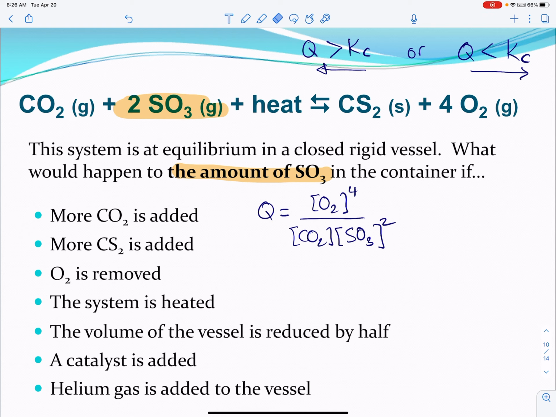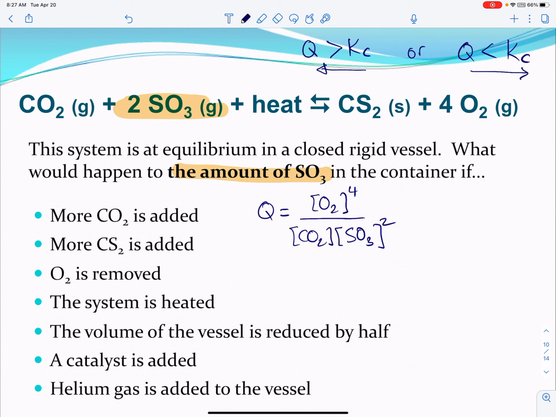So the next stress, pause and write that down. We're going to add some CS2, the carbon disulfide. All right, so if you start thinking about what we just talked about a moment ago, you look at the expression for Q and you realize CS2 is not in the expression for Q. And it's not there because CS2 was a solid, right? Look back at the balanced equation. It was a solid. And we know that solids have constant concentrations.